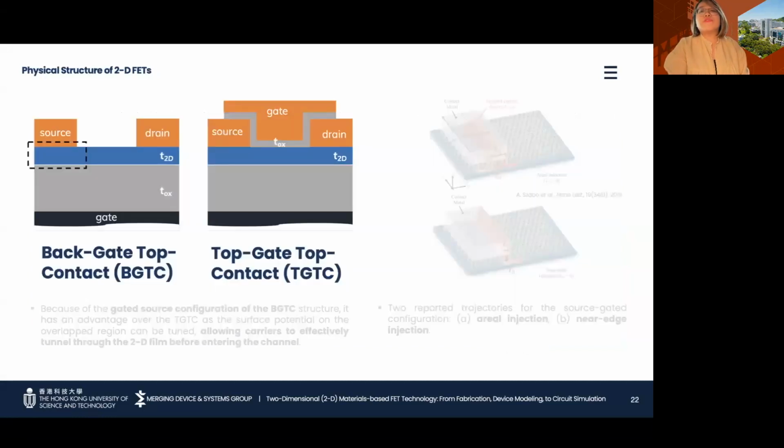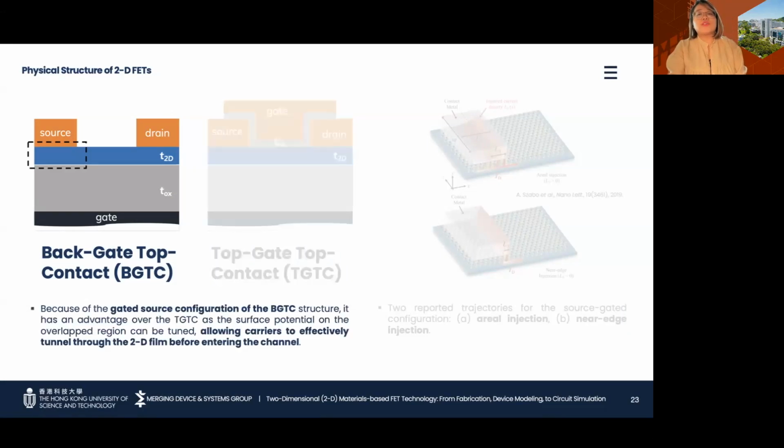Now, when we look into the physical structure when fabricating 2D FETs, there are two commonly adopted configurations. We have the bottom gate top contact structure and the top gate top contact structure. In this work, I will mainly focus on the source-gated, or bottom-gated, top contact configuration, precisely because of the added control of the gate on the contact region. Because of this gate placement, it is possible to allow carriers to effectively tunnel from the source to the channel, which could potentially yield higher output current.